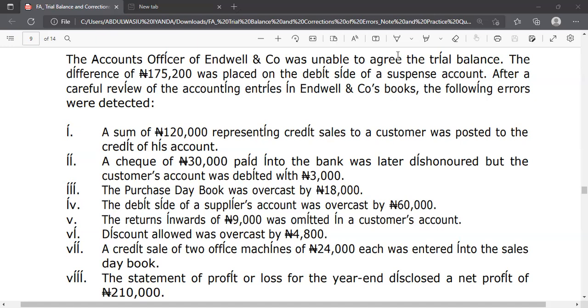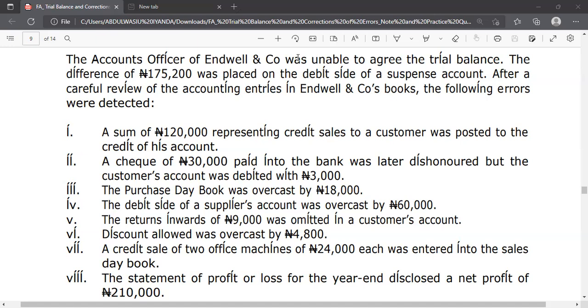Any other person, please? The customer paid the check into the bank account. All right, now hold on. Let me come in now. Thank you, everyone. Let's say a check of 30,000 naira paid into the bank was later dishonored, but the customer account was debited. Debiting the customer account is correct.